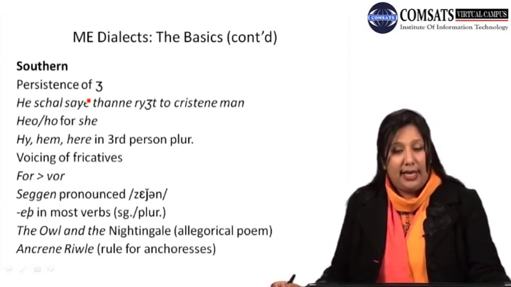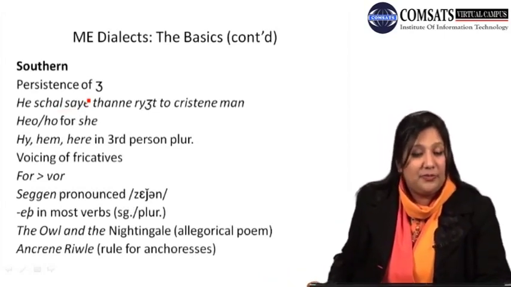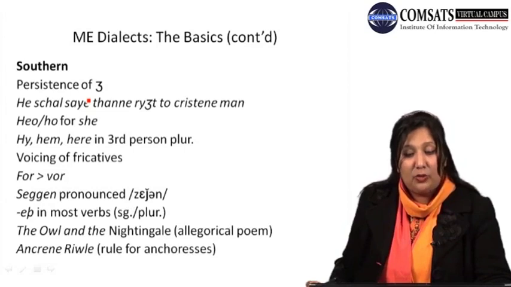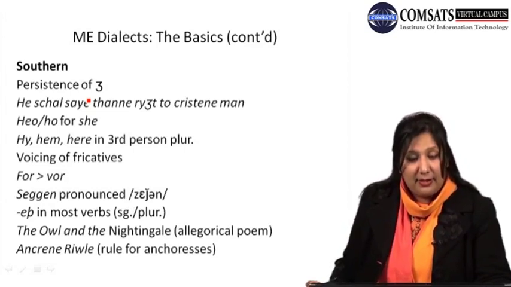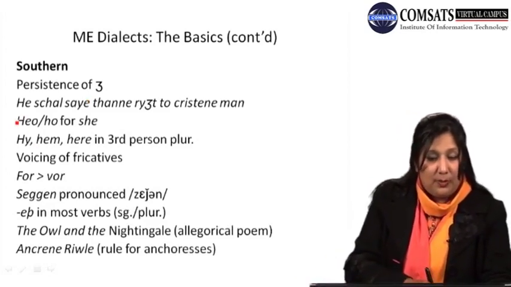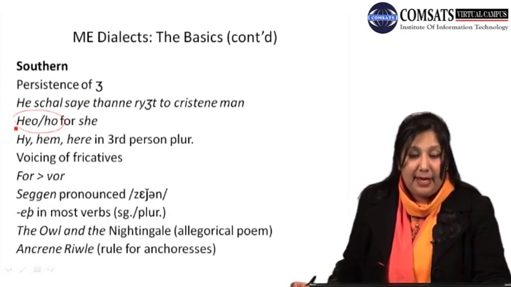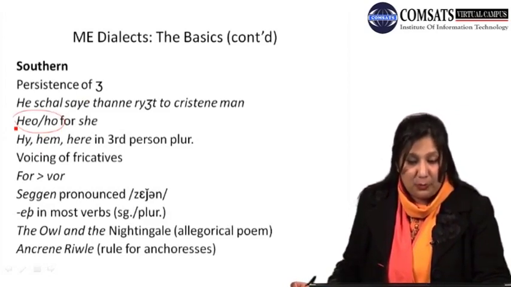Middle English dialects. In southern dialects, while we look at this, there is a persistence of the j sound. He shall say, then write to Christian man. Heo, ho for she, these two words, heo and ho, were used for she, and then hey and hem here in the third person plural.